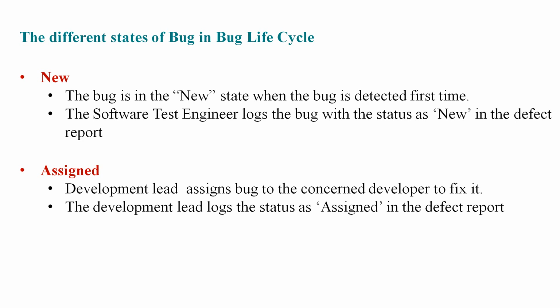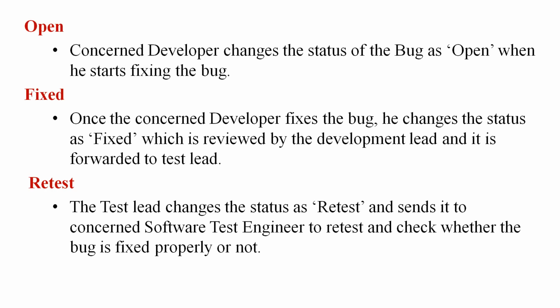That means the development lead will assign the defect to the concerned developer for fixing. Next, open. The concerned developer changes the status of a bug to open when he starts fixing the bug, rectifying the bug or resolving the bug. Fixed. Once the concerned developer fixes the bug, after completion of the fixing, he will change the status to fixed. Right? And retest.